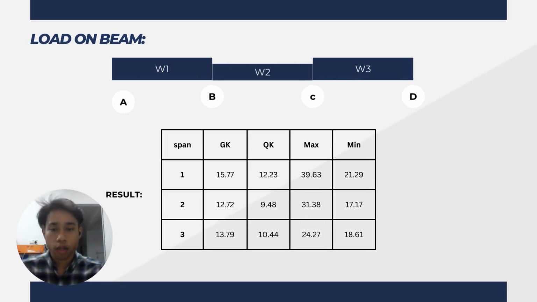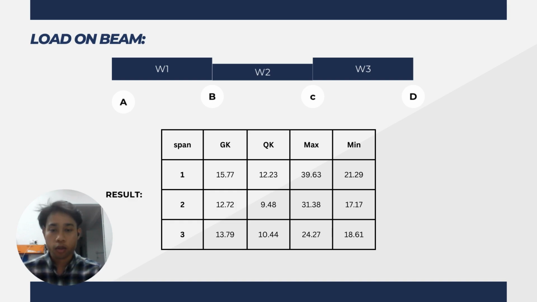For the GK, we get 15.77 kN per meter. For the QK, 12.23 kN per meter. Maximum load, 39.63 kN per meter. For the minimum load, 21.29 kN per meter. We go to span 2.